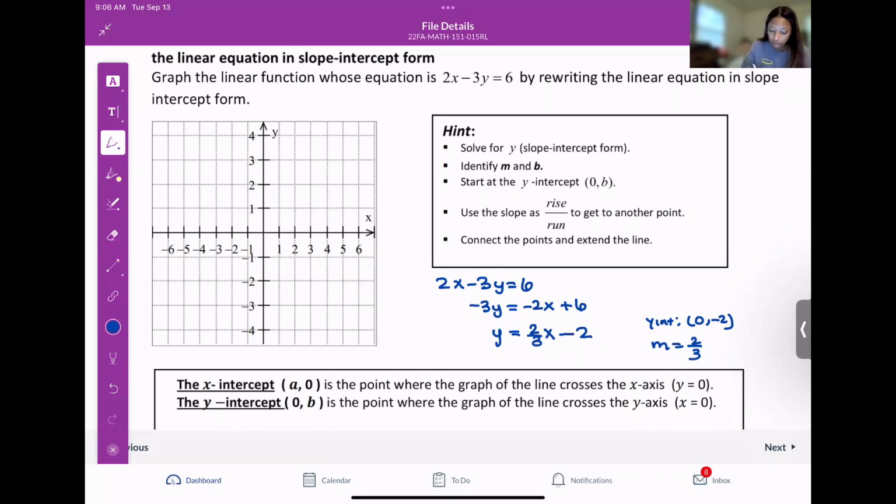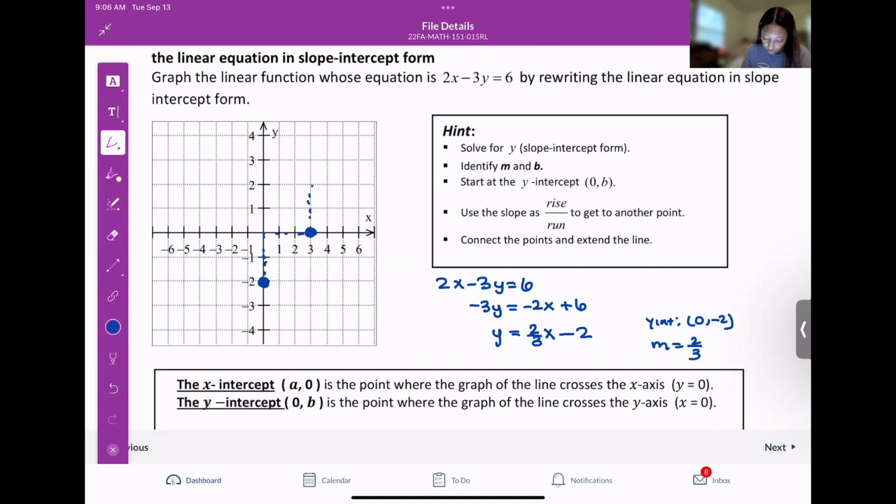Okay, so let's use those. 0, -2 is here. Do I believe that? Yes. All right. And then 2 over 3 being our slope tells us we're going to go up 2 units and right 3 units. So up 2, right 3. And we're going to repeat this.